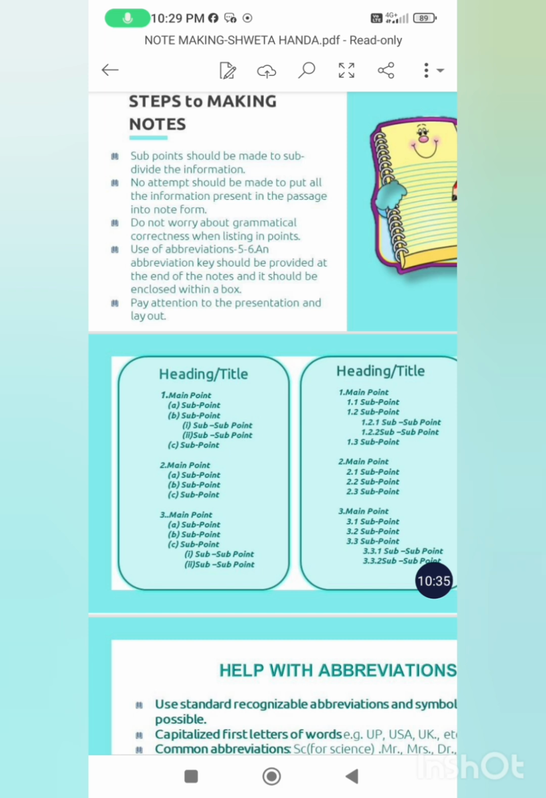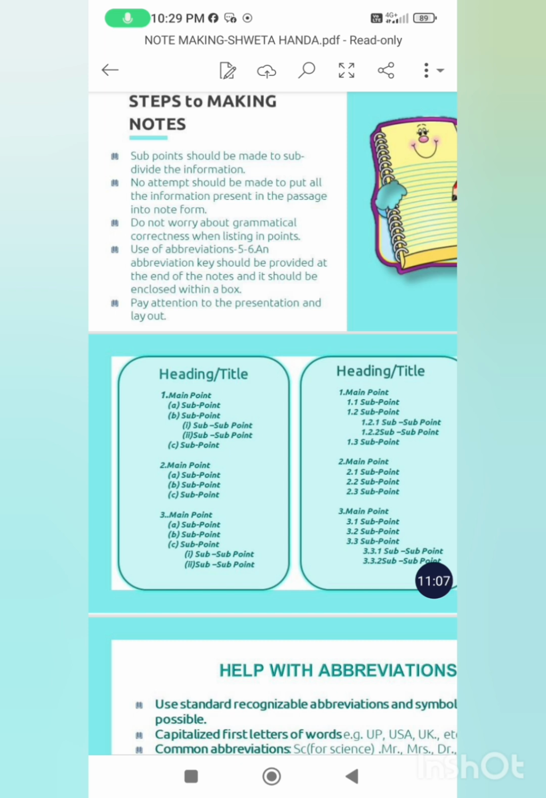No, you have to basically present the main ideas, the main ideology, or the essence of that particular passage, right? Do not worry about grammatical correctness. Again, I have spoken about it in the class. You are not supposed to worry about grammatical correctness when listing in points. You don't need to bother about grammatical correctness.